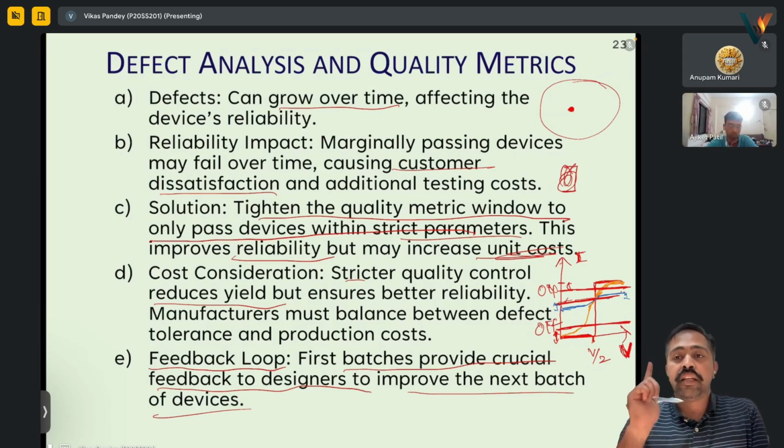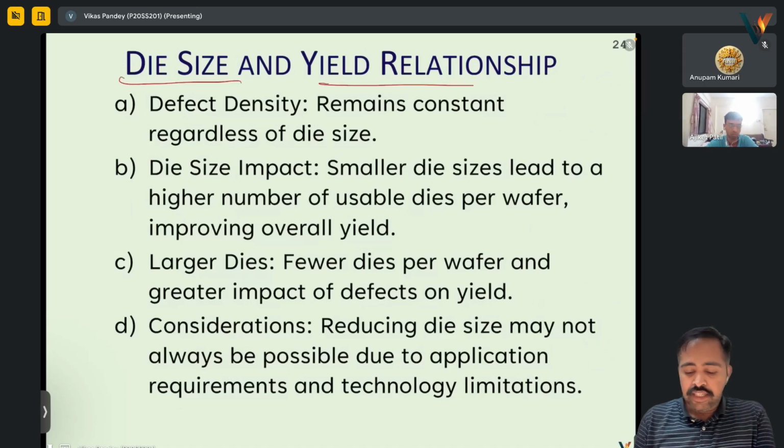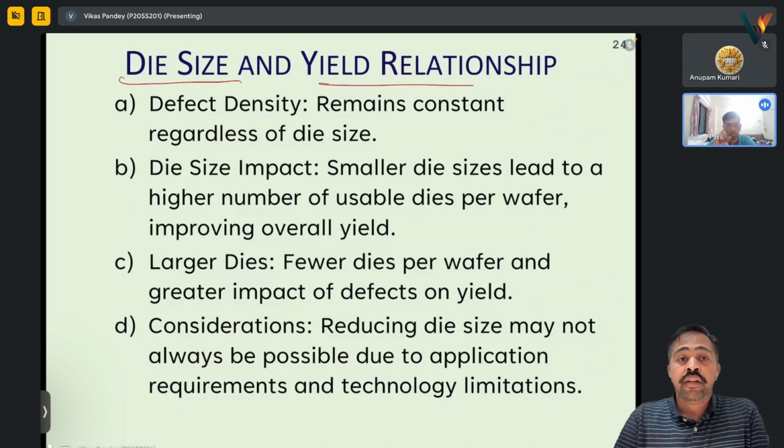Then there is another relationship between die size and yield. One question, Yes, Vikas, yes, please. yeah, In the previous slide, yeah, okay.